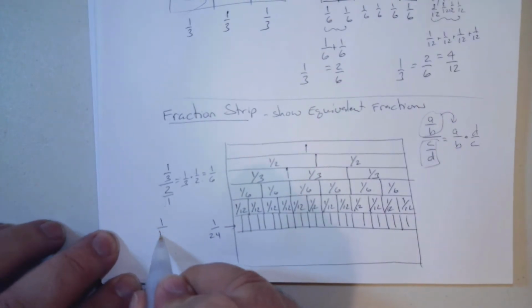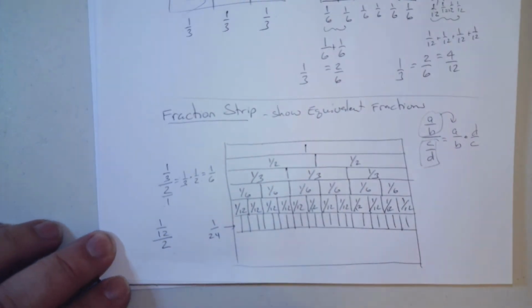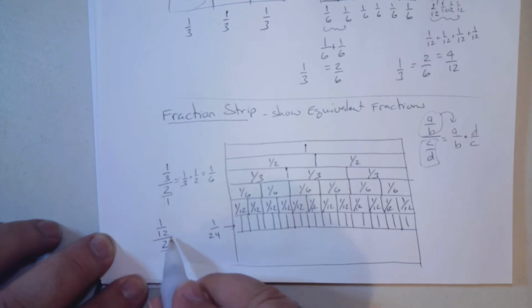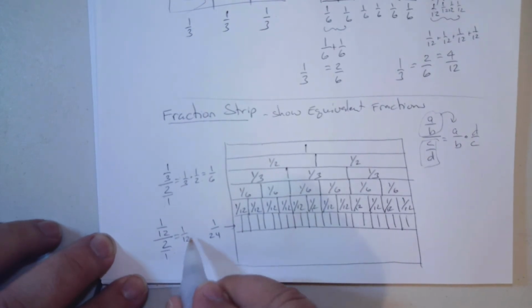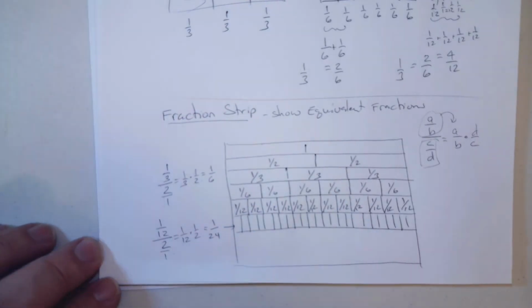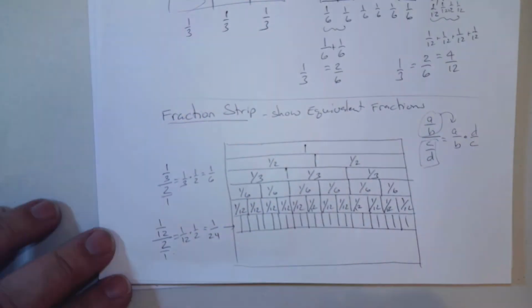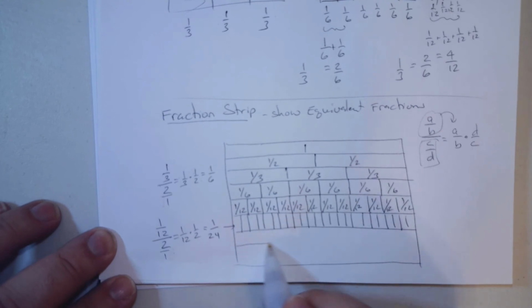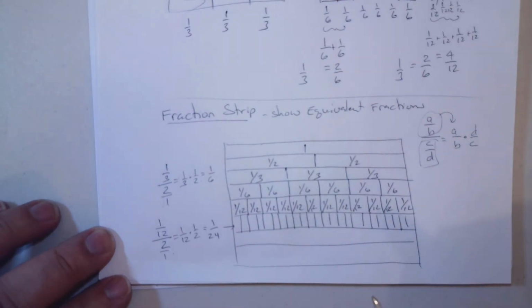We take 1 over 12 and divide it by 2, which is 2 over 1. 1 over 12 times the flip of the bottom is 1 over 24. And we can keep on going. So everything else now is we just divide the bottom by 2 again.